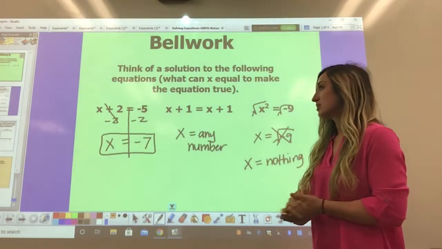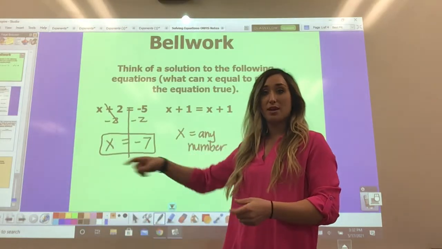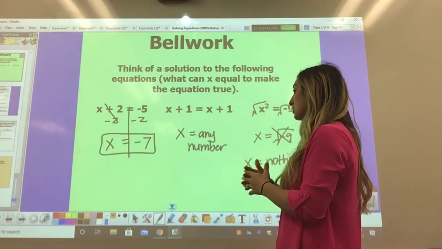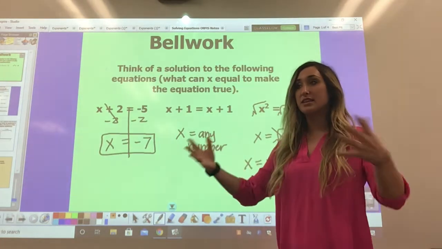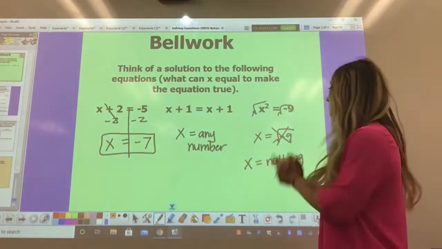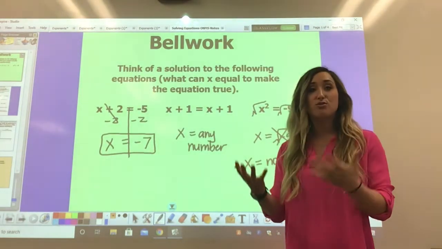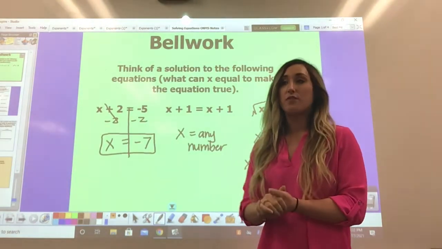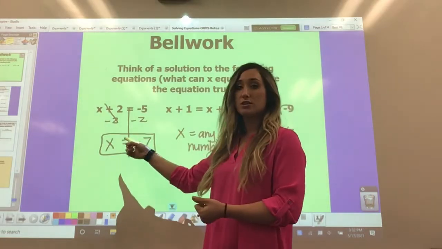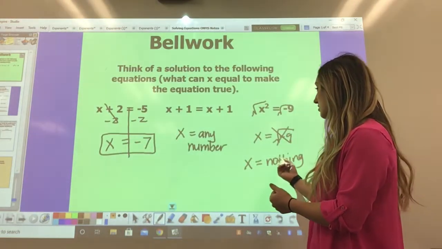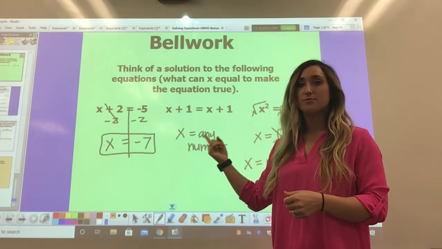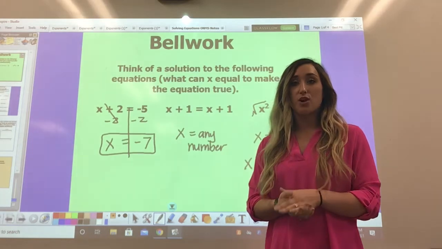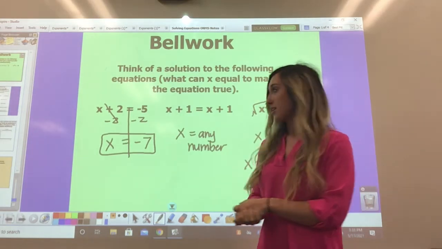So far with our equations, we've primarily solved them and gotten one answer. But there are these other instances where x could be anything, x could be infinitely many solutions, or x could be nothing. There's no solution that x can be. So our topic for today is solving equations with either one solution, no solutions, or infinitely many solutions. So once again, just taking it a step further with our solving equations topic that we did in 7th grade.